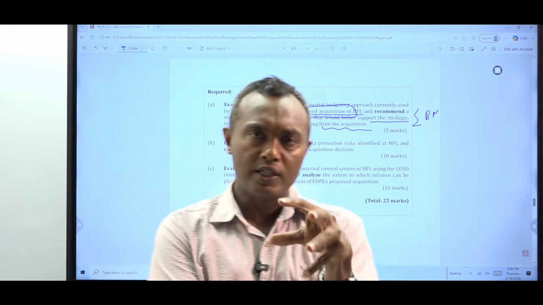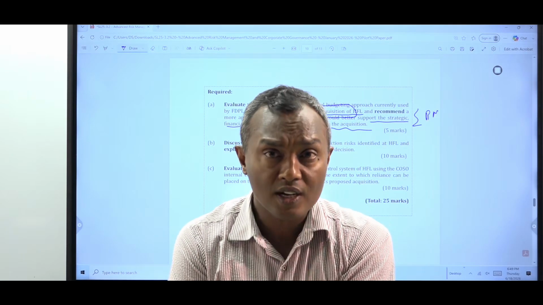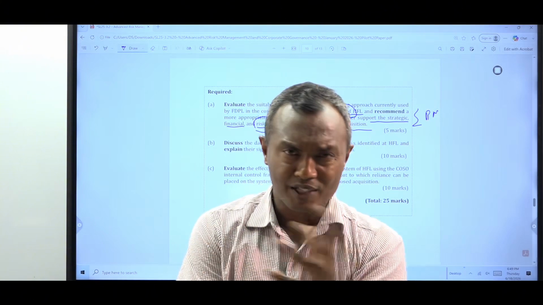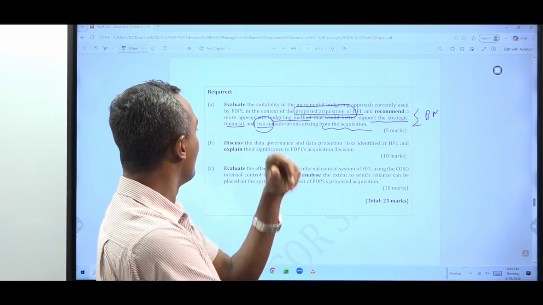If you read it, a company is going to acquire another company. As a part of the acquisition, they may discuss several problems. So incremental budgeting won't work if you want to do a budget.